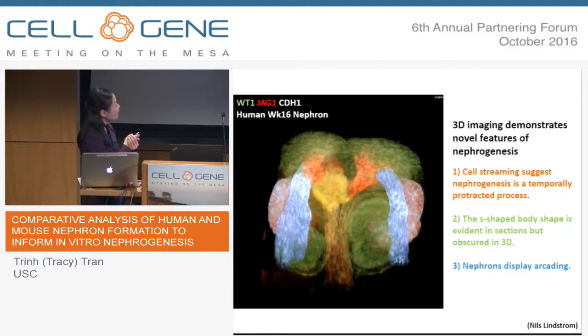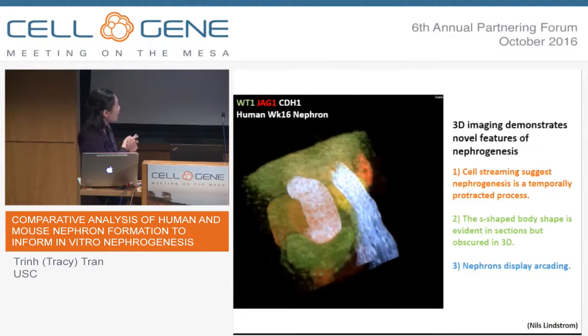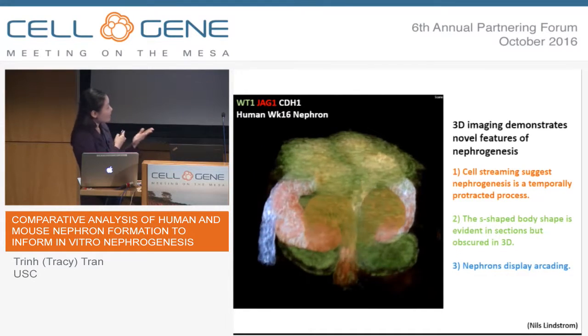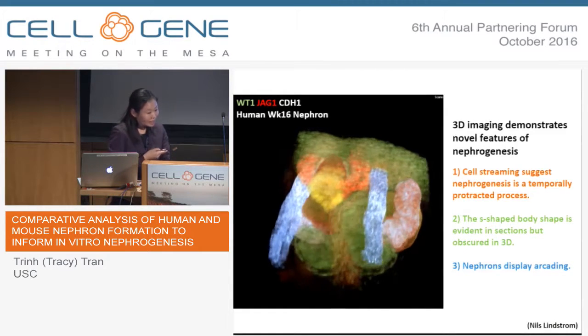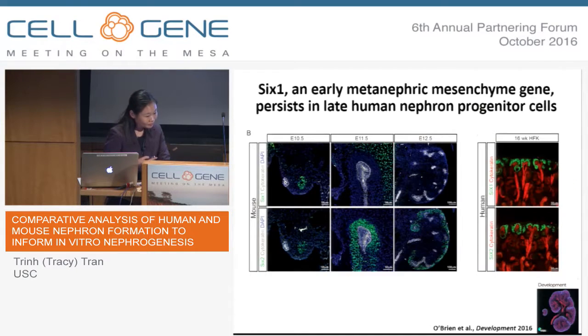This is a pre-tubular aggregate and clearly the cells are streaming not only from one nephron progenitor population, but 2 nephron progenitor populations. And the S-shaped body here is not just an S-shaped body like we see in 2D, but it's actually more complicated than that. It's more convoluted, especially on the proximal segment that is giving rise to the glomerulus and the kidney. And we also see nephron arcading here that I'm not going to go into detail on today.